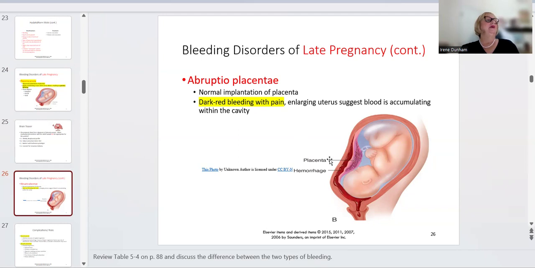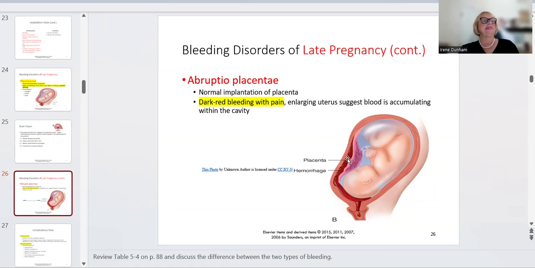So see here, you have your placenta. And see here, a hematoma has popped up. That hematoma is going to create a barrier right in here, see? So it's now pushing that placenta away from the endometrium where it should be. So here, the placenta breaks away and it's going to bleed now. This is not good. This is an obstetrical emergency.